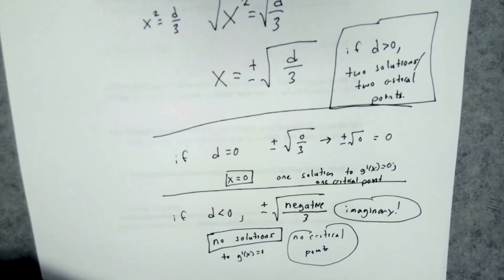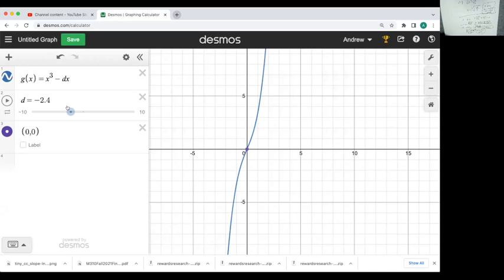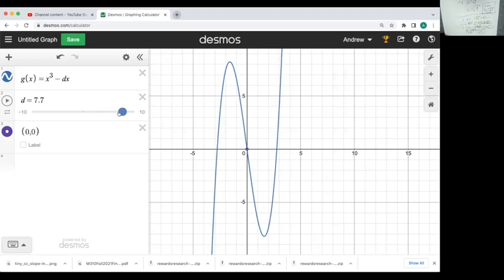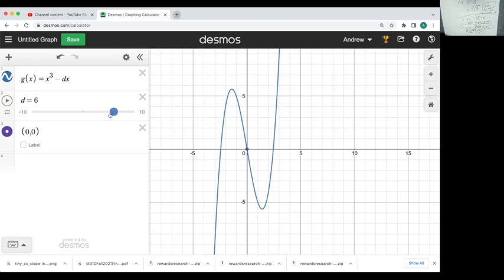And this also helps to explain why when d gets larger in my graph, the critical points are spreading out. See how the critical points are getting further and further apart? Because they're at plus or minus square root of d over 3.